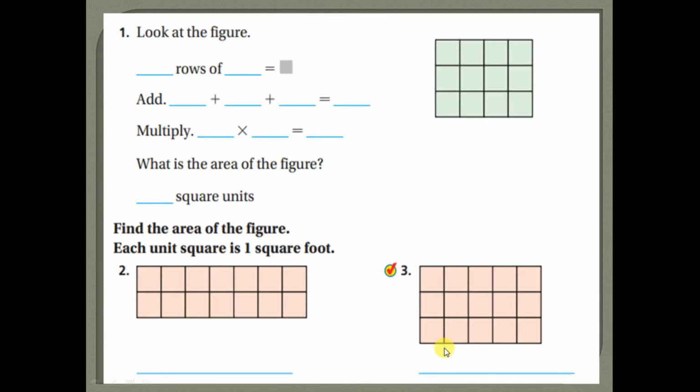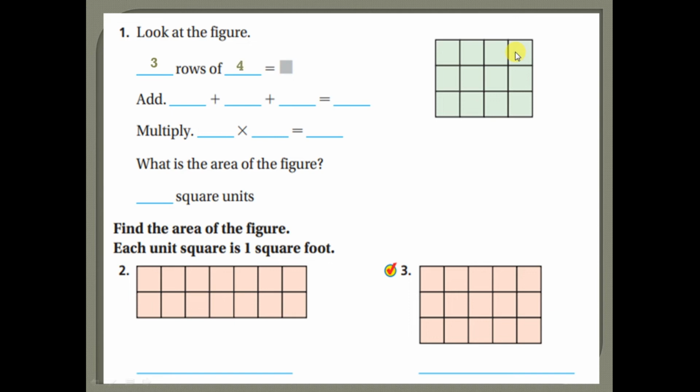Let's see another example. Okay, this shape is also a rectangle. How many rows do we have here? Row number 1, row number 2, row number 3. So we have 3 rows. In each row, how many squares are in it? This row is the horizontal line. So let's count how many squares are in the horizontal line. 1, 2, 3, 4. So it will be 4.